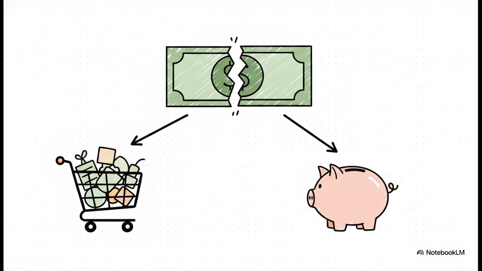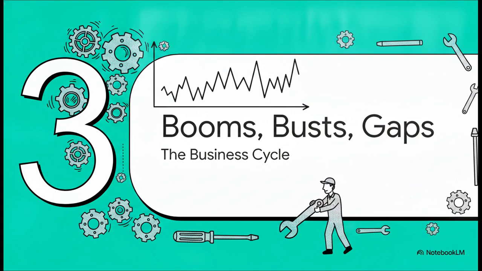So if you are the kind of person who spends 80 cents of every new dollar, your MPC is 0.8, which inherently means your MPS is 0.2. It's a perfect balance. Okay, up next is Section 3, booms, busts, and gaps.